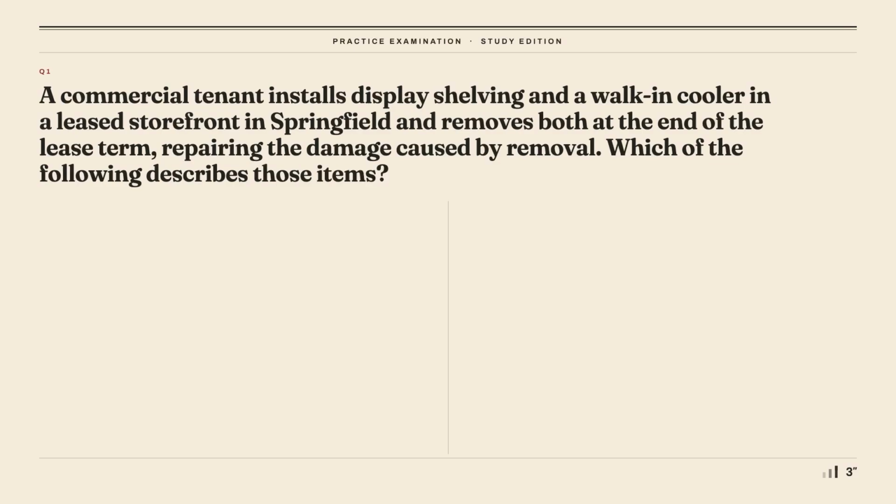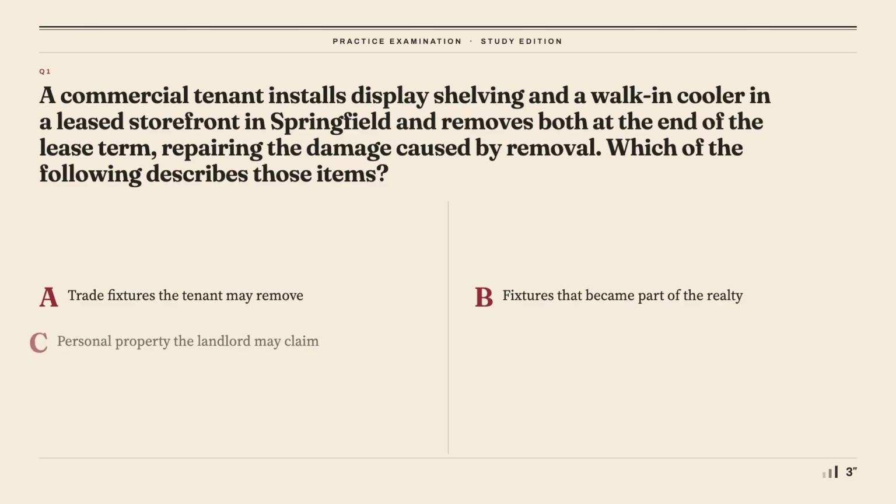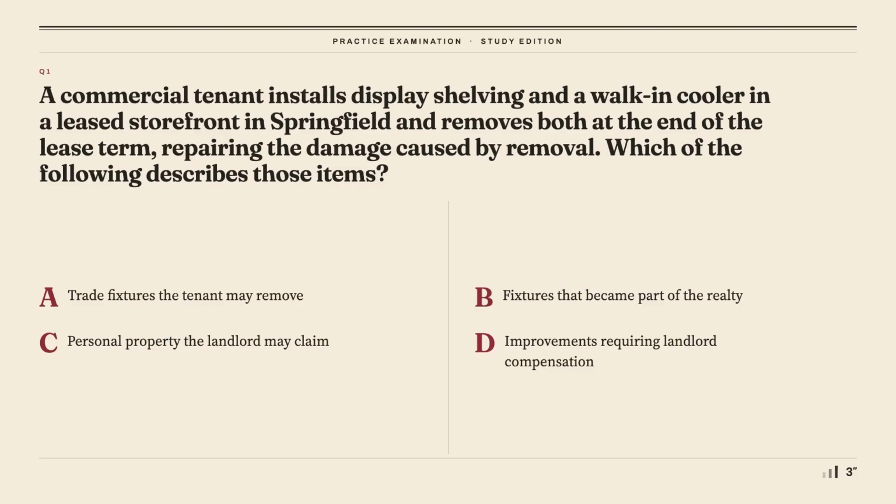Your options are A. Trade fixtures the tenant may remove. B. Fixtures that became part of the realty. C. Personal property the landlord may claim. D. Improvements requiring landlord compensation. Which one is it? Pause the video if you need more time.